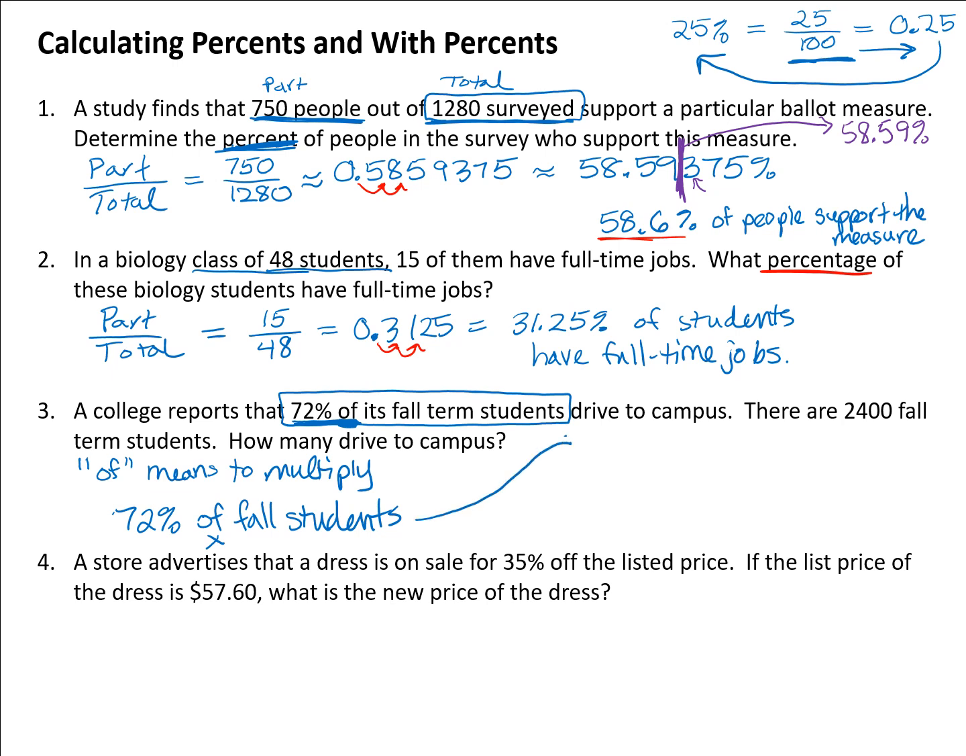So let's go ahead and write that out. Now, one thing to note about percents is you never want to calculate directly with a percent. You always need to make it into a decimal. That's why it's so important to be comfortable going back and forth from decimal to the percents. So I'm going to take this 72% and convert it to the decimal. So this is going to be 0.72, and I'm going to multiply that by the number of fall term students, which was 2,400. When I do that calculation, I get 1,728. That would be 1,728 students who drive to campus.